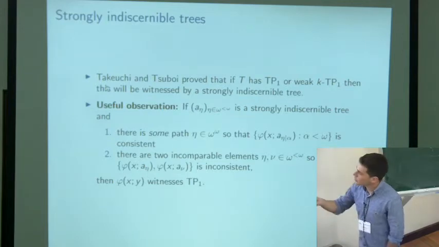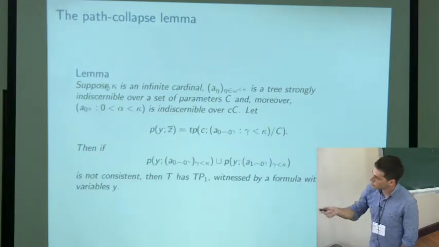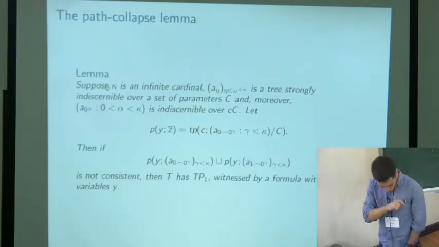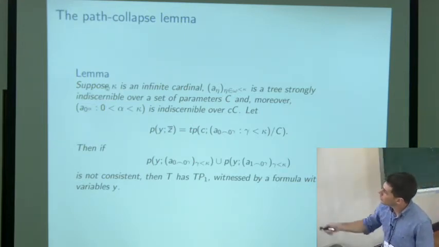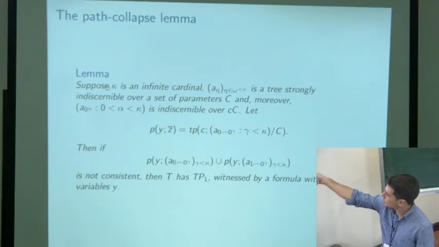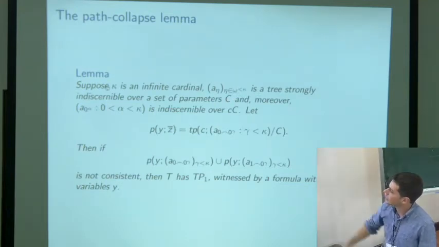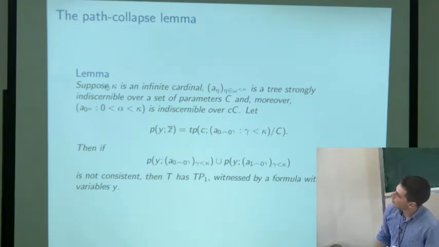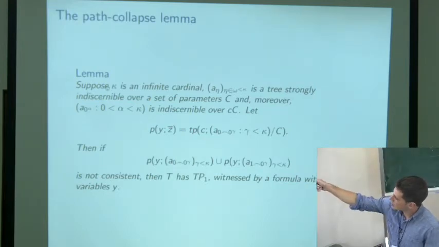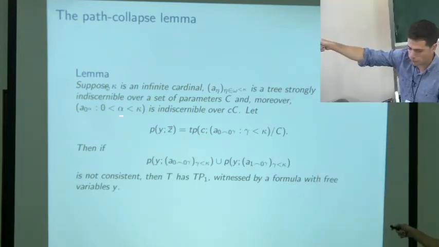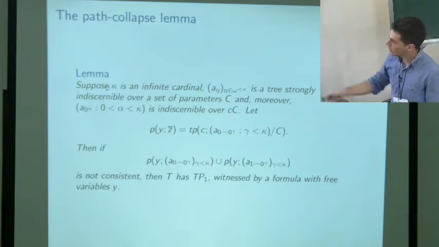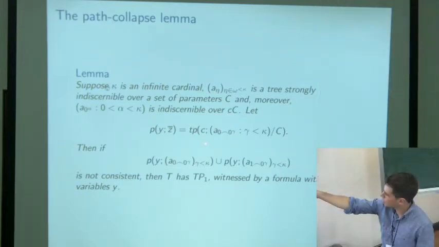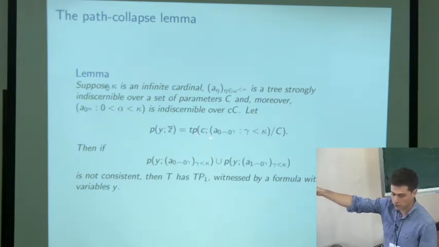And the main lemma that goes into the things we do is this lemma we call the path collapse lemma. So what this says is the following. I fix a strongly indiscernible tree eta, with omega less than kappa. And it's indiscernible over C, but also if I look at just the all zeros path, it's indiscernible not just over C, but over some little element c. And I look at the type of this little element over the all zeros path.